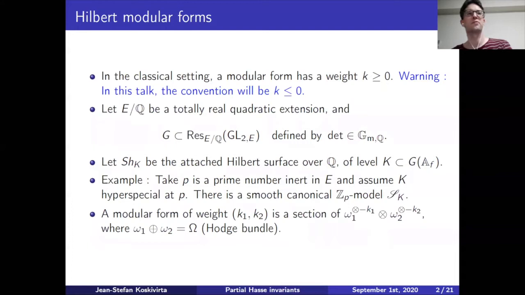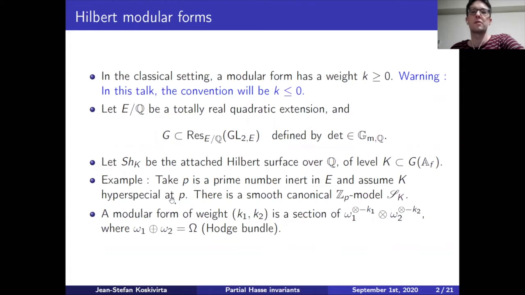For Hilbert modular forms, let's take E over Q a totally real quadratic extension, and consider the group G, the subgroup of the Weil restriction of GL2 from E to Q, defined by the condition that the determinant is in G_m over Q. And so we have a Hilbert surface, S_K, attached to it, over Q with level K, some fixed subgroup of G(A_f). In this example, I will just take a prime number p which is inert in E, and assume that K is hyperspecial at p. Yesterday, Payman discussed a ramified case, but in this talk, everything will be good reduction. So it's simpler in this way.